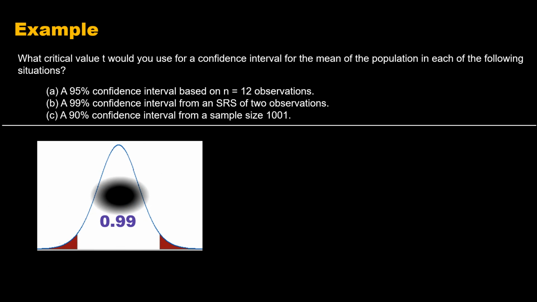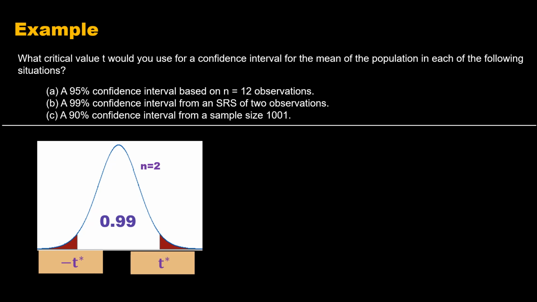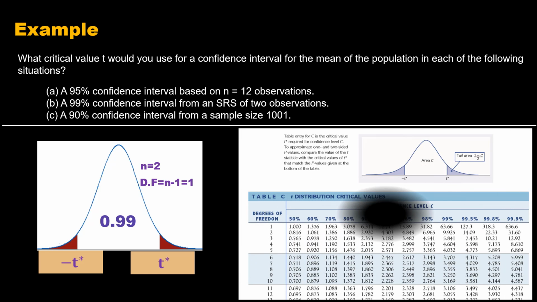Now go to B, it is 99% confidence interval from a simple random sample of 2 observations. Alright, then sample size is 2. Therefore, how do we find the T star? We need the degrees of freedom first. It is n minus 1, which is 1. Then go to the table. We go to the 99% confidence level, which is here, and go to the 1 and check the number at the intersection, which is 63.66.